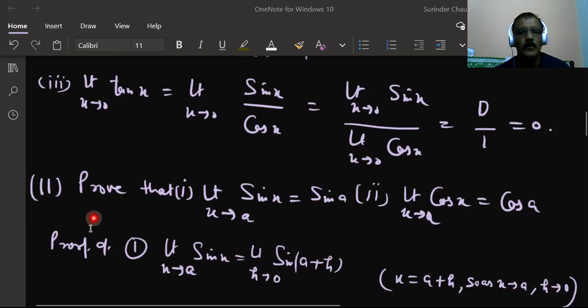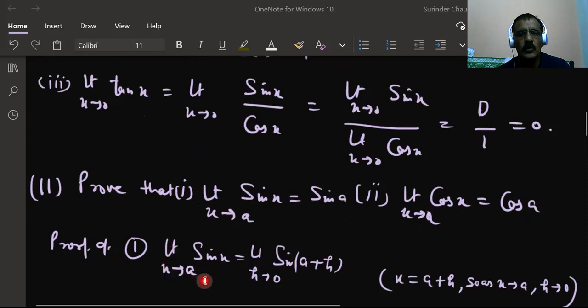Now we will prove some more results. Prove that the limit as x approaches a of sin x is equal to sin a, where a is a real number, and the limit as x approaches a of cos x is equal to cos a. So in order to prove this, let us do the first one.